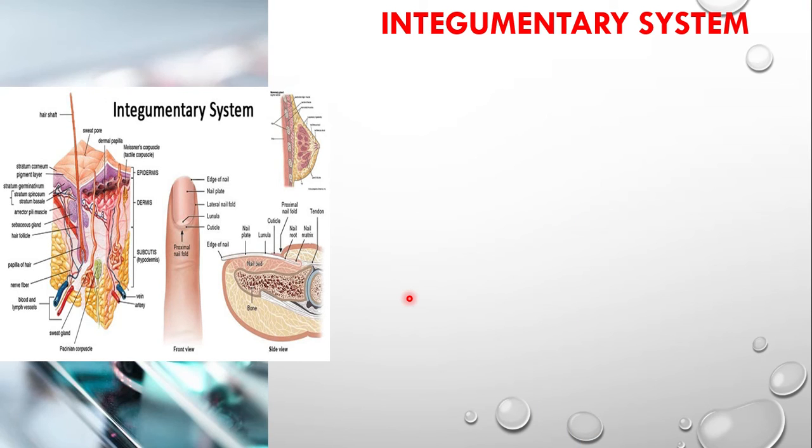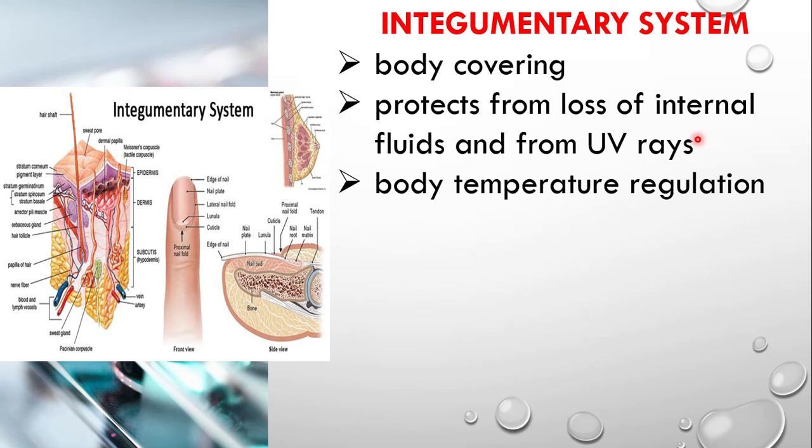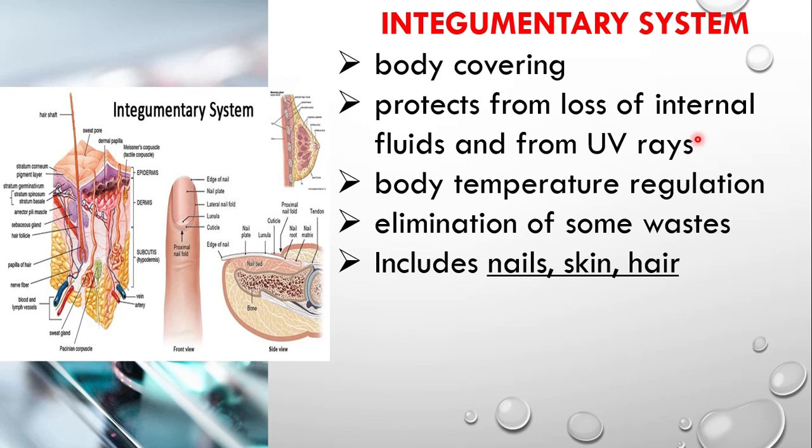Okay? So, yung tawag sa functional unit ng kidneys is si nephron. Next system is the integumentary system. Okay? So, it covers our body and then it protects our body from loss of internal fluids and from UV rays or ultraviolet na rays. Okay? So, si integumentary system, specifically yung skin natin is responsible for the regulation of our body temperature. So it also, as what I have said kanina, the skin is part of the excretory system. That means it can eliminate also some waste from our body in the form of sweat. Okay? So integumentary system includes the nails, no, mga kuko, skin, at saka yung ating hair.